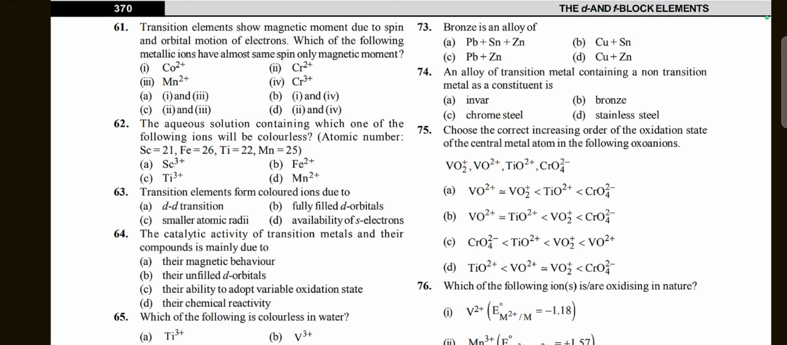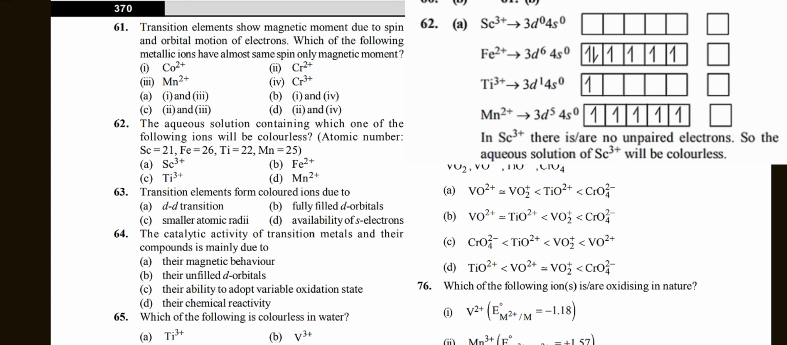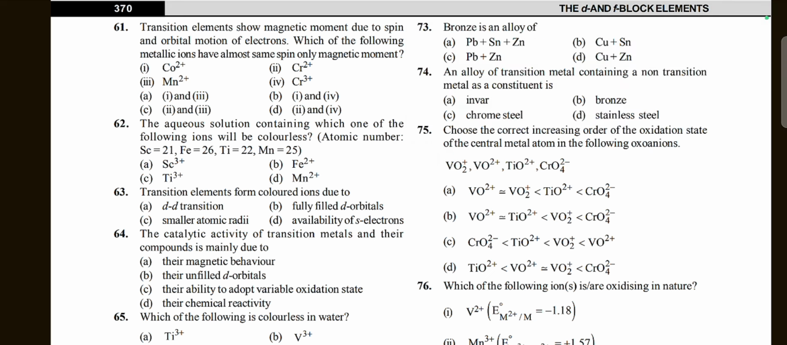The aqueous solution containing which one of the following ions will be colorless? So option A, Sc3+, will be the answer, because it will have 0 unpaired electrons and color is due to unpaired electrons only. Transition elements form colored ions due to d-d transition. Option A will be the answer.